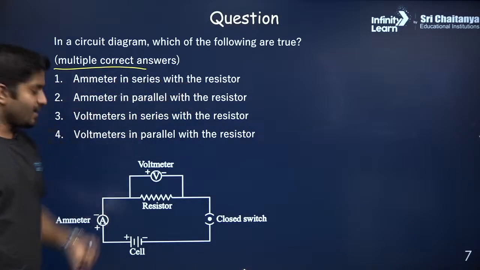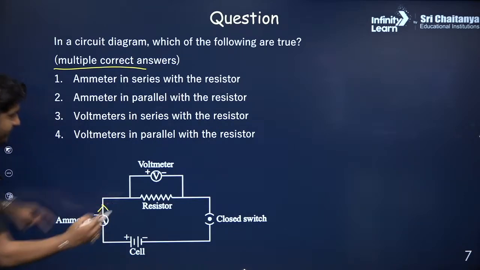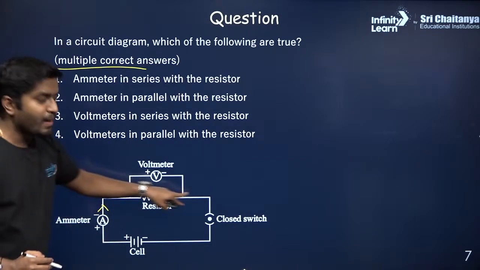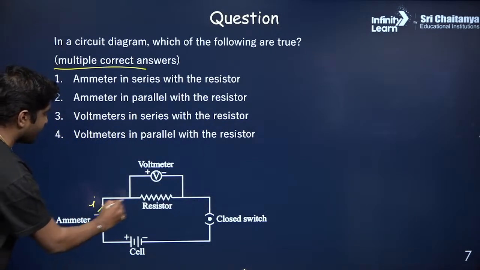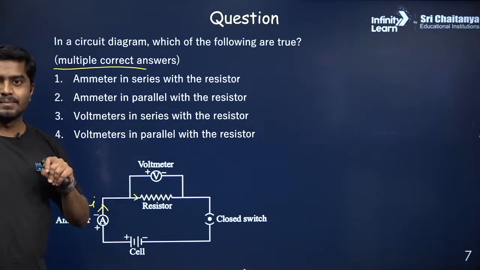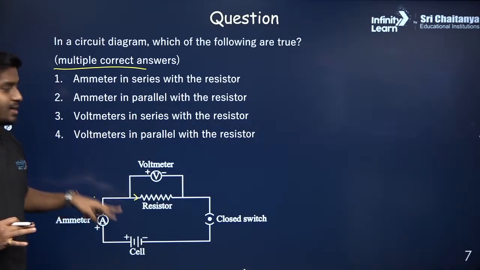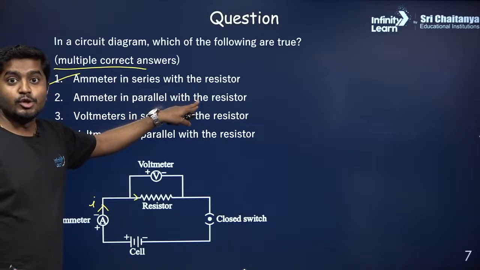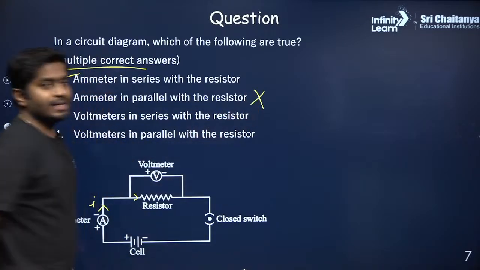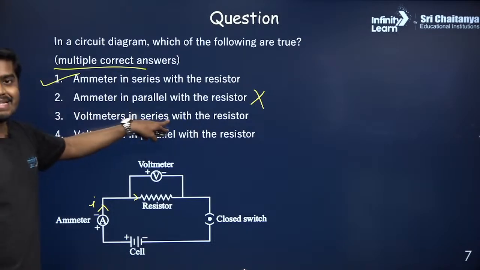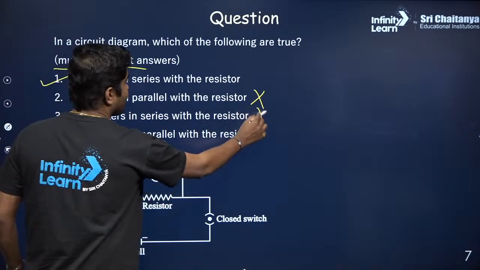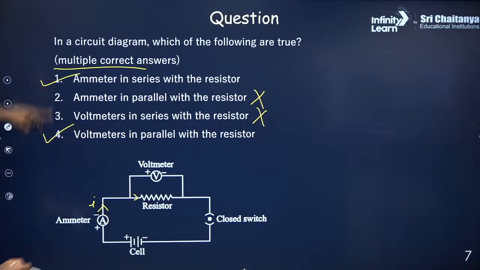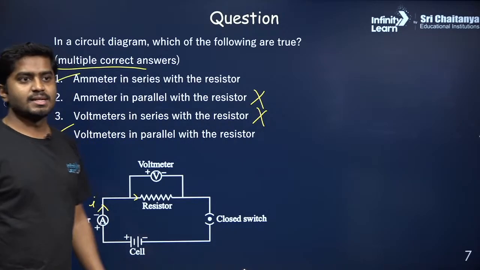Ammeter in series with the resistor. You see, if let's say there is no voltmeter, there is only ammeter. So the same current will pass, whatever current is passing through the ammeter, same current will pass through the resistor, correct? If you have connected only the ammeter. So ammeter connected in series, this one is correct. Ammeter in parallel, no, we never connect ammeter in parallel. Next one, voltmeter in series. We do not connect voltmeter in series. We connect the voltmeter in parallel. So 1 and 4, these are the correct options. Great.